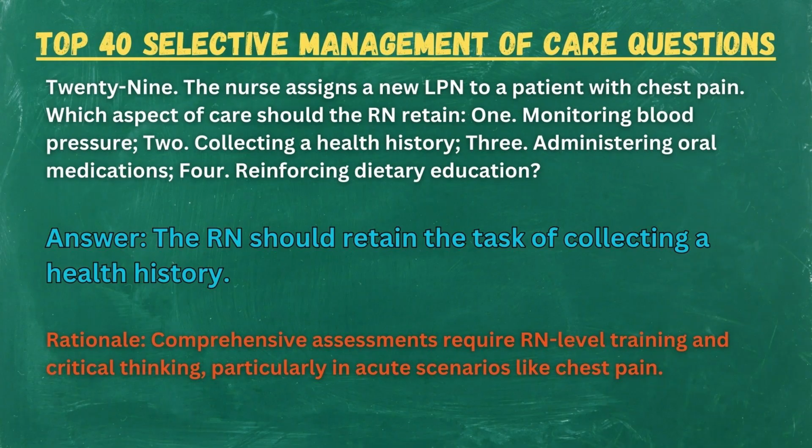29. The nurse assigns a new LPN to a patient with chest pain. Which aspect of care should the RN retain? 1. Monitoring blood pressure. 2. Collecting a health history. 3. Administering oral medications. 4. Reinforcing dietary education? Answer: The RN should retain the task of collecting a health history. Rationale: Comprehensive assessments require RN-level training and critical thinking, particularly in acute scenarios like chest pain.